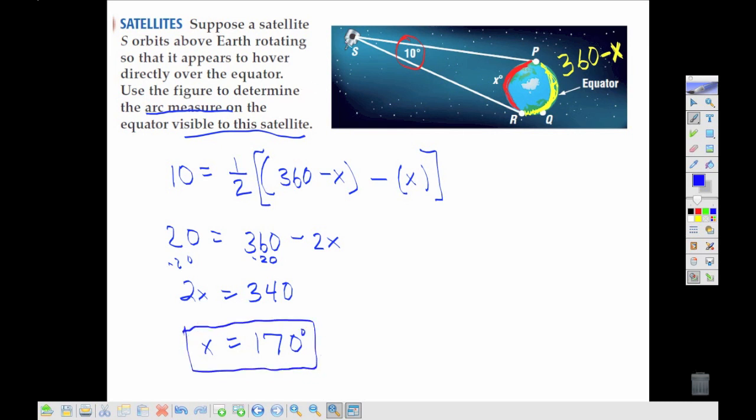So this is telling us that the satellite can see 170 degrees of the equator.